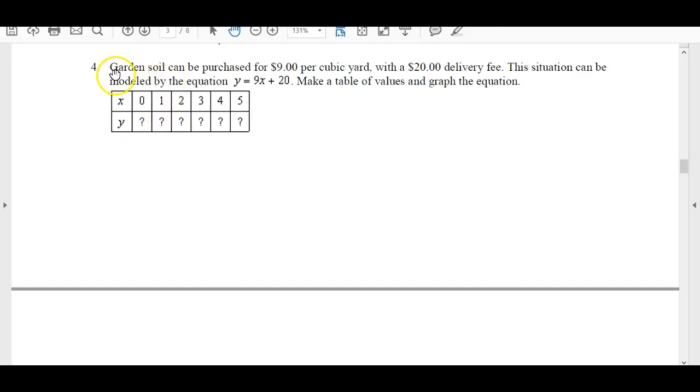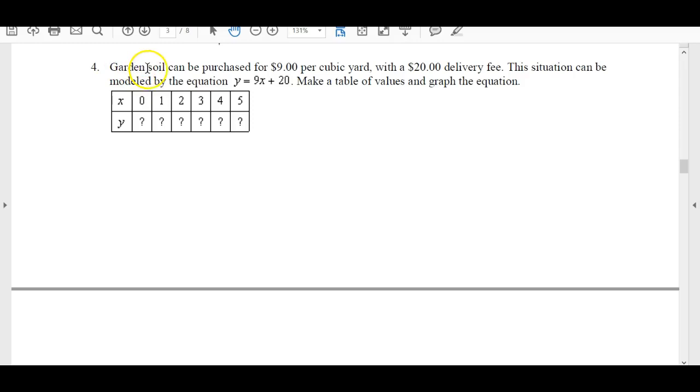Okay, so this is a story problem. It involves two parts that you have to do here. You have to make a table of values, and you have to graph the equation. And if we read through this story problem here, we're going to see that this involves a pattern. There's a pattern that's going to happen here. So let's see what it says.